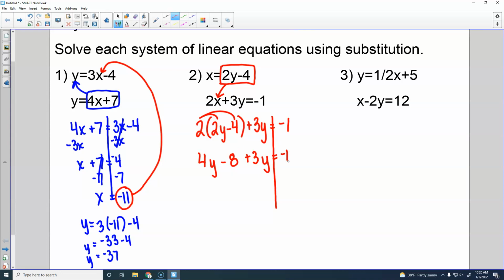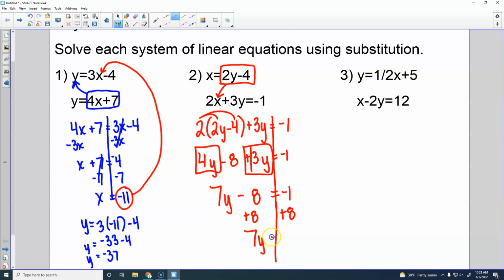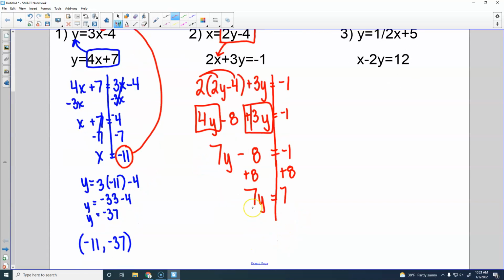And what would come next, Wade? You would then combine like terms. Good. And what do I get whenever I put this 4y and the positive 3y together? 7y minus 8 is negative 1. Perfect. Okay, any questions so far? Okay, what's next, Wade? Plus 8. Perfect. So 7y equals 7. And last thing, you would divide.